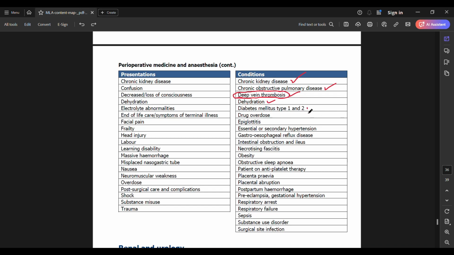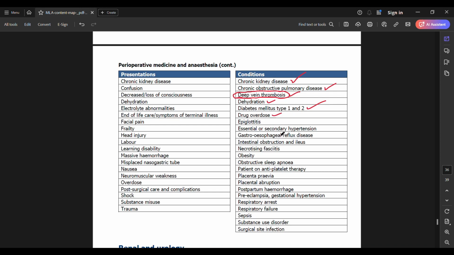Next, you have diabetes mellitus type 1 and type 2. Know what you're going to do about the drugs the patient is taking for their diabetes in the case of surgery. Which drugs you're going to stop, which drugs you're going to continue, how you're going to start them on the drugs they were previously taking before the surgery, know about all that in surgical scenarios.